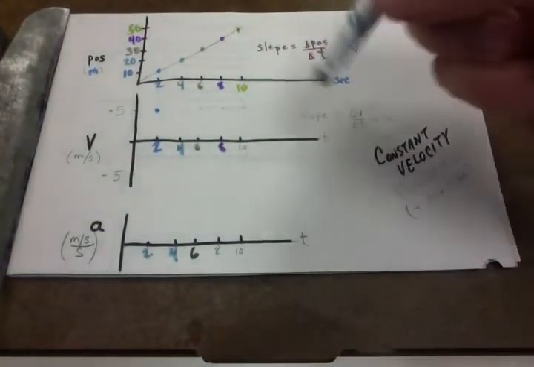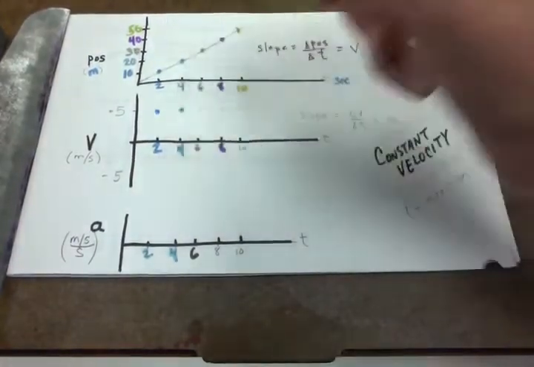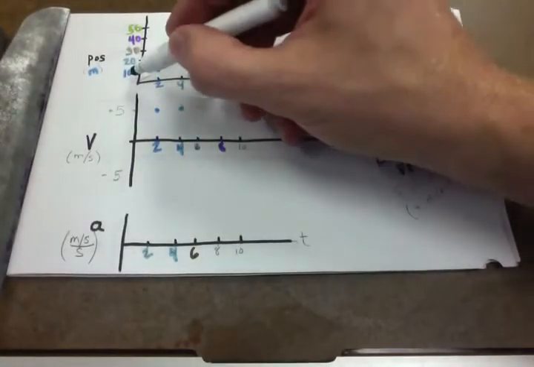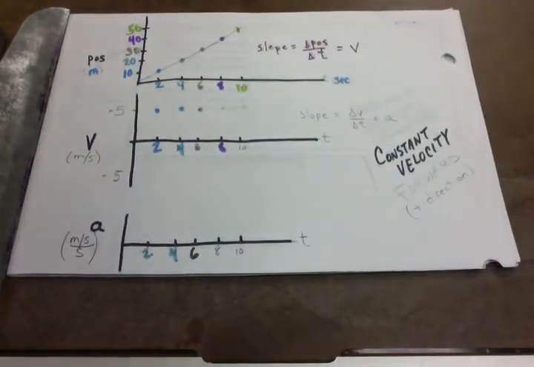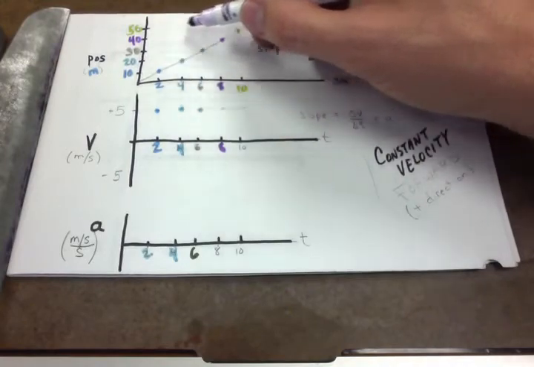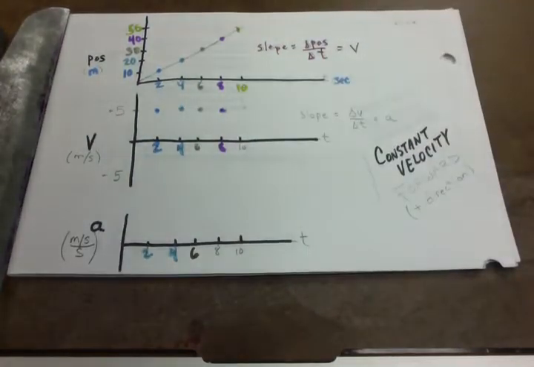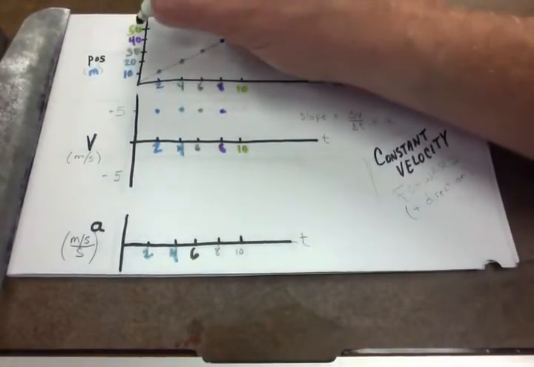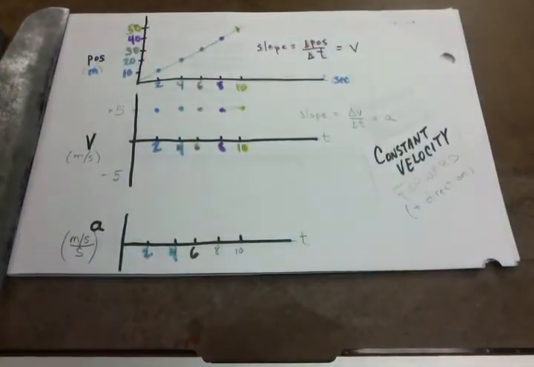What is the slope at 4 seconds? Well, it went up 20 over 4. That still is 5. What's our slope at 6? Well, it went up 30 over 6. That still is 5. What is our slope at 8? Well, it went up 40 over 8. That still is 5. What's our slope here at 10 at the end? Well, it went up 50 over 10. Our slope is still plus 5.